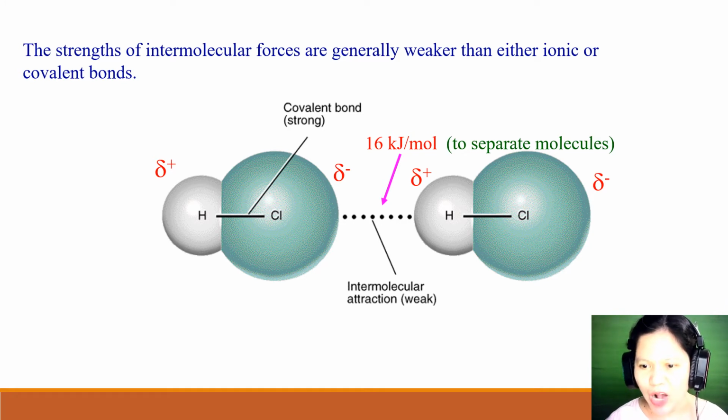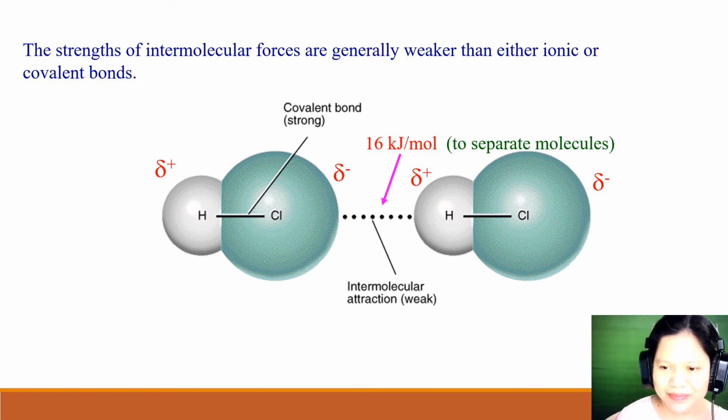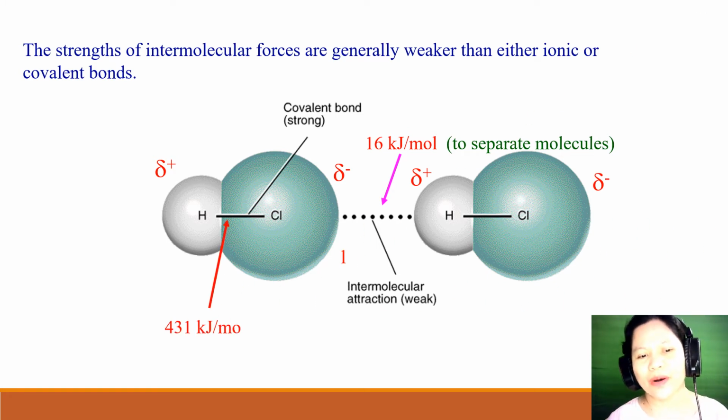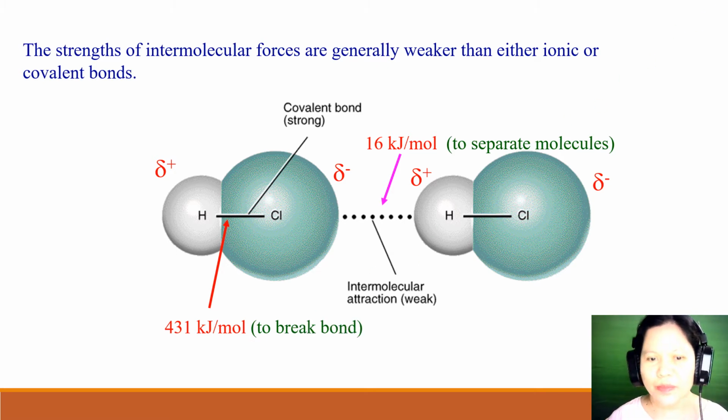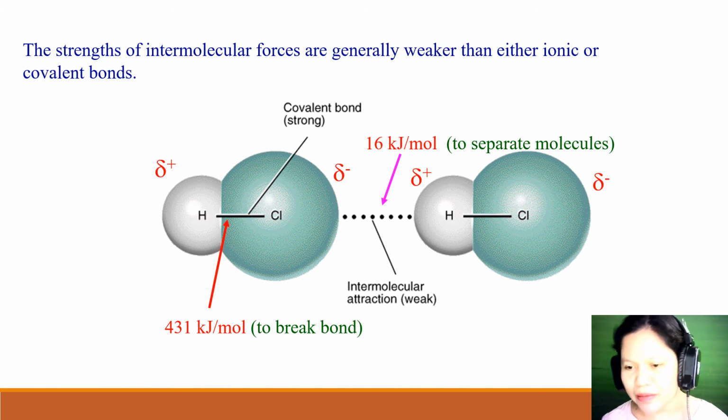Can you guess how much energy is needed in order to break down the bond of hydrogen and chlorine? Okay, so you need 431 kilojoules per mole in order to break the bond. That's why the covalent bond is stronger compared to the intermolecular forces of attraction, which is weaker.